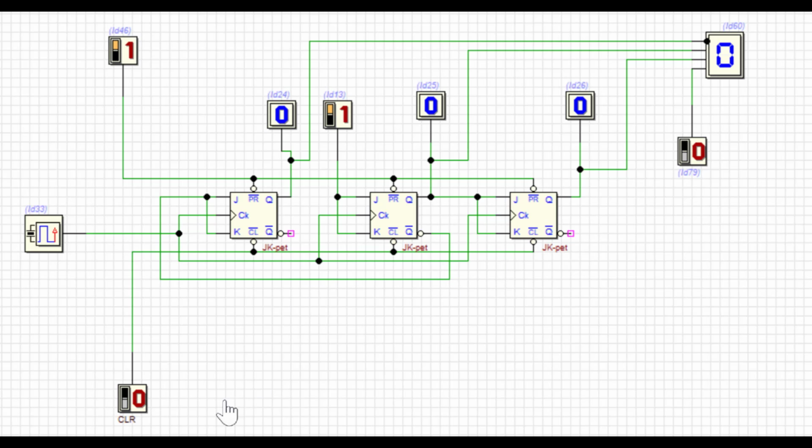Now let's run the simulation. So first I made all the flip-flop outputs zero. I'm going to make clear equal to 1. The moment I make clear equal to 1, the counter goes 0 to 3, 3 to 5, 5 to 6, and 6 to 0. Let's see how it goes. 0, then 3, then 5, then 6, then 0. So the designed counter is working according to our instruction or according to our predefined format.